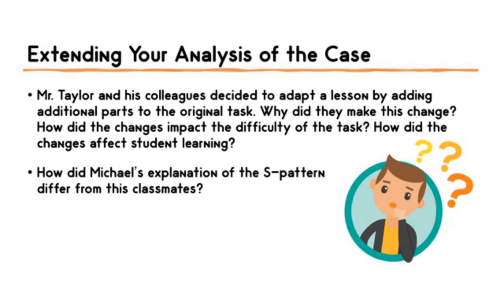The chapter also lists some questions you should consider about teacher decision-making and student thinking. Mr. Taylor and his colleagues decided to adapt a lesson by adding additional parts to the original task. Why did they make this change? How did the changes impact the difficulty of the task? How did the changes affect student learning? Earlier in the case, we learned about Michael and his explanation for the S pattern and how you needed the previous step to find out what the next step is. What does Michael's explanation tell you about his reasoning on the pattern? How does this differ from his classmates Ning, David, Charles, or Beverly? Can you make a generalization for the pattern off of Michael's thinking?